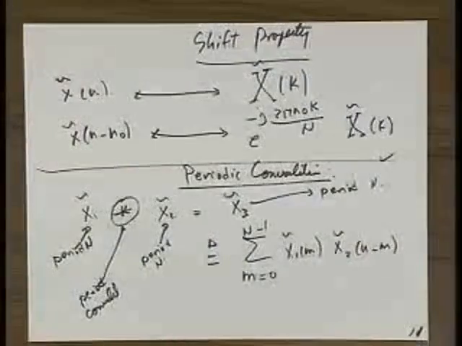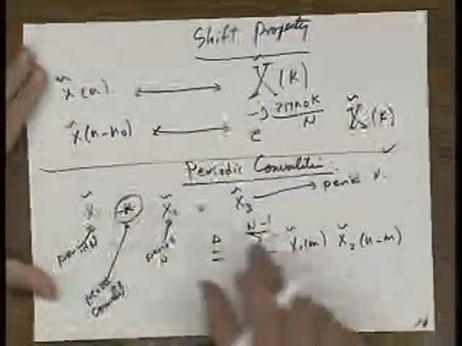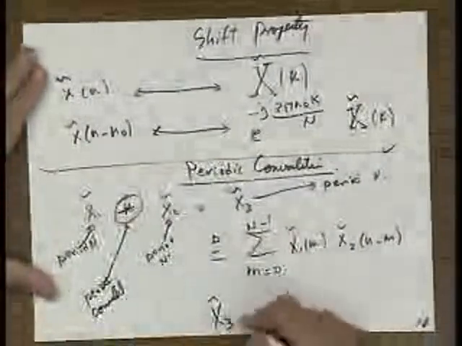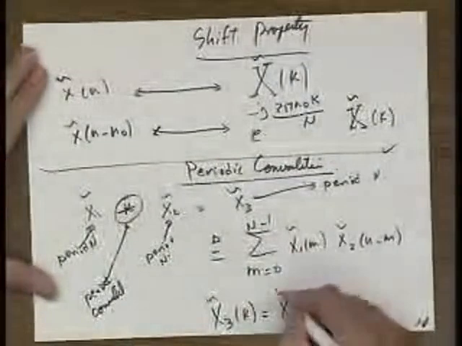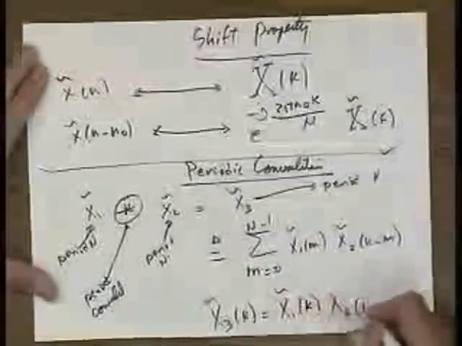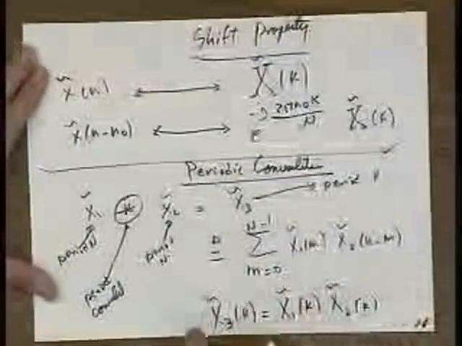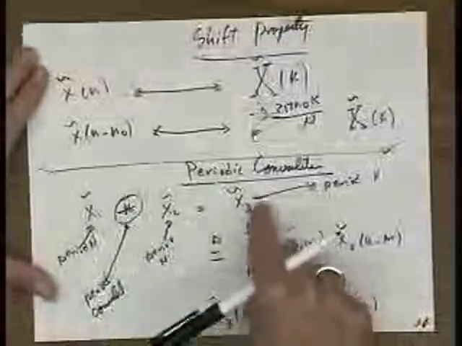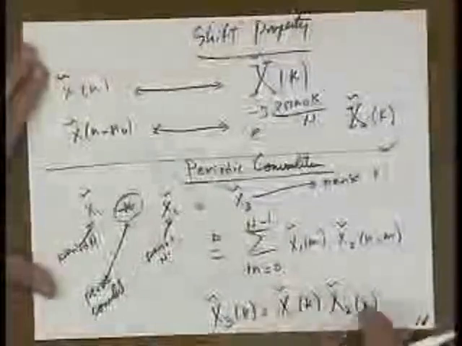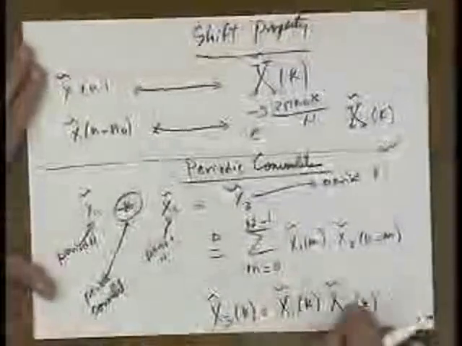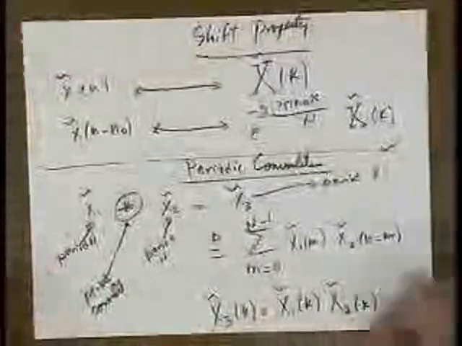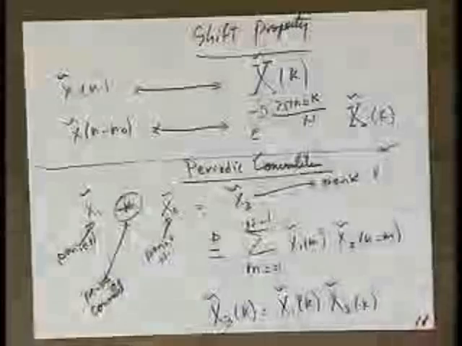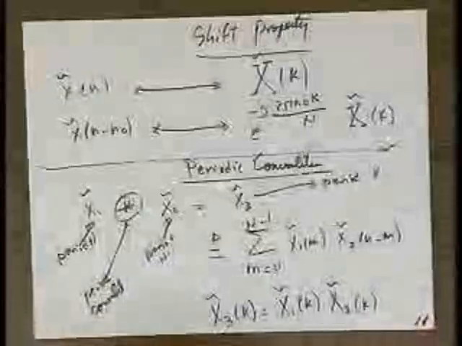And the property that I want to show is that if in the time domain I do this kind of periodic convolution, then x3 of k is equal to x1 of k times x2 of k. So the discrete Fourier series of this new signal, which is the periodic convolution of these two, is the product of these two discrete Fourier series. Just so that you can imagine intuitively how periodic convolution works.